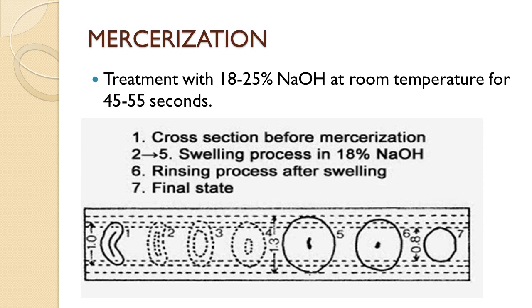So here you can see the various stages. Stage number 1, before mercerization, is shown. 2 to 5 is the swelling process. Because of the alkaline condition, we carry out swelling of cotton.